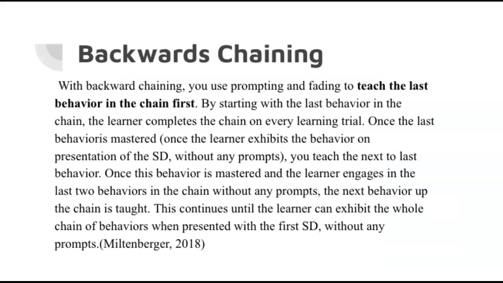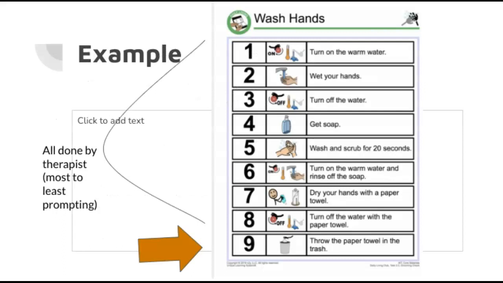The next one that I will discuss is backwards chaining. So it's basically the opposite of forward chaining. You want to teach the last behavior in the chain first. And the example will be throwing the paper towel in the trash.